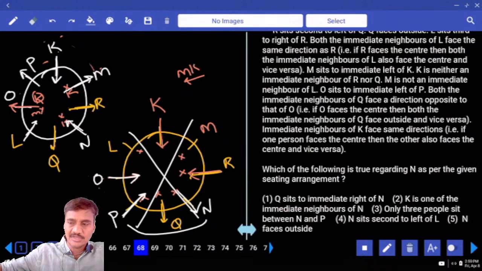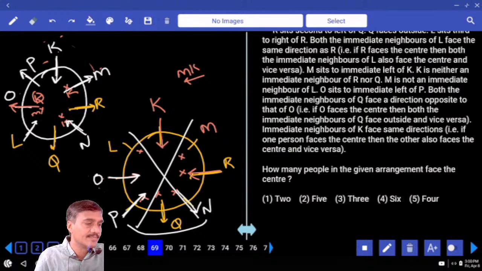Then 68. Which of the following is true regarding N as per the given arrangement? Q sits to the immediate right of N. That is false. And K is one of the immediate neighbors of N. That is again ruled out. And 3 persons between N and P. Now 3 between N and P is definitely true. Choice 3, 68 it is choice 3.